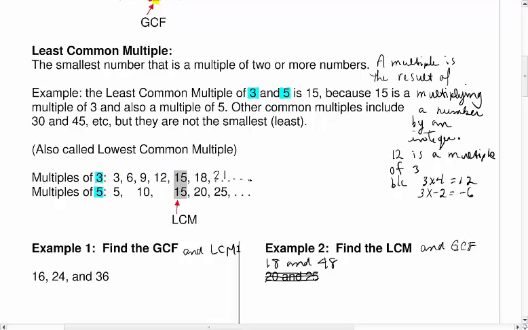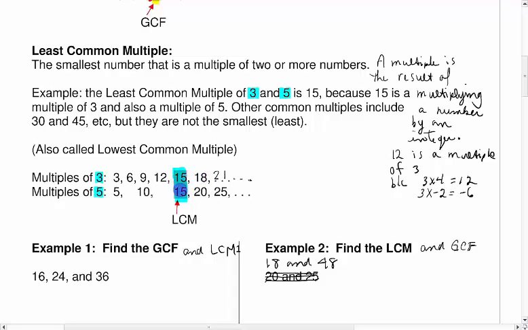Okay, and then I'm going to build my list for 5. I go 5 times 1 is 5, 5 times 2 is 10, 5 times 3 is 15, 5 times 4 is 20, 5 times 5 is 25, and I can build it again. I can go 5 times 6 is 30 and keep building my list. Okay, but I don't need to go any further because I can see that my lowest common multiple, the common multiple that is the smallest, is 15. It's the one that first appears.